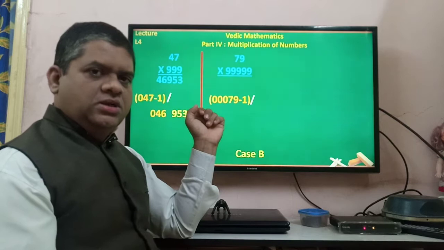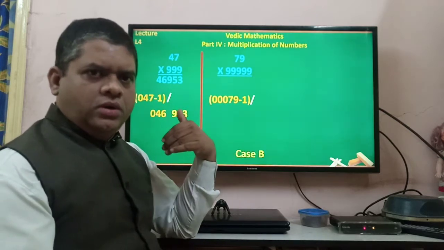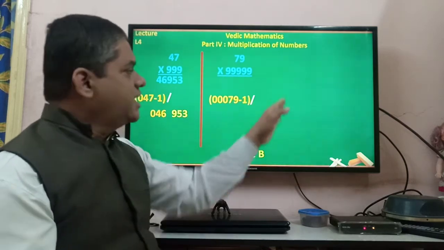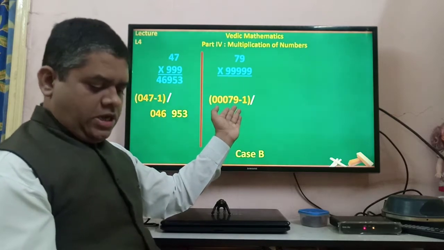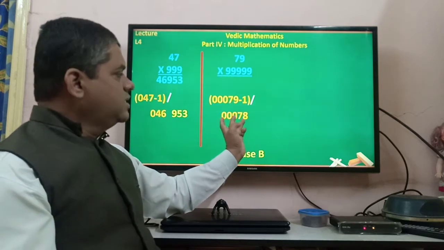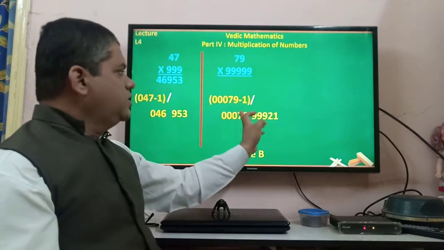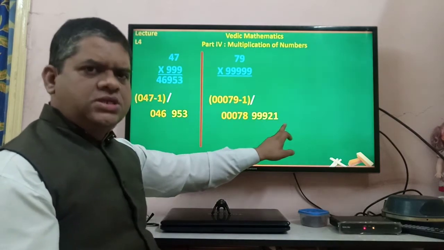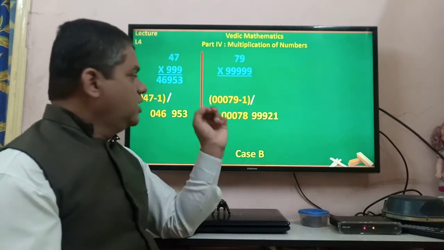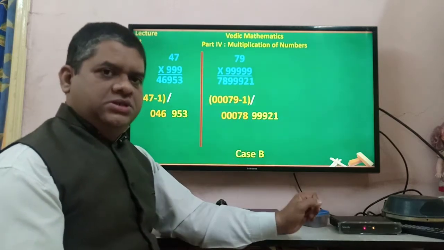Once you do the subtraction. Once again I repeat, in this particular case, when you use the 9's complement method, we do not calculate the right hand side first. First we go for the left hand side. We get the answer for this. Now 79 minus 1 is 78, but 3 zeros we have added because we are going to multiply by 5 digits. And so you simply obtain the complement of each. Complement of 8 is 1, 7 is 2, and complement of 0 is 9. So you will find we have got the answer for the multiplication.